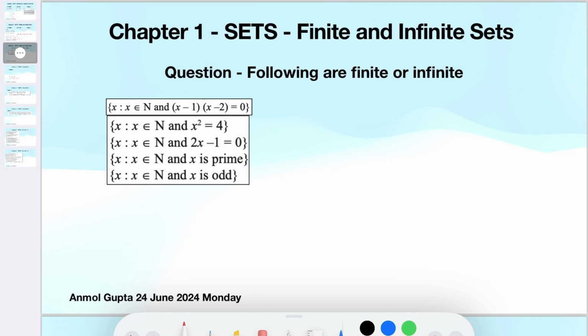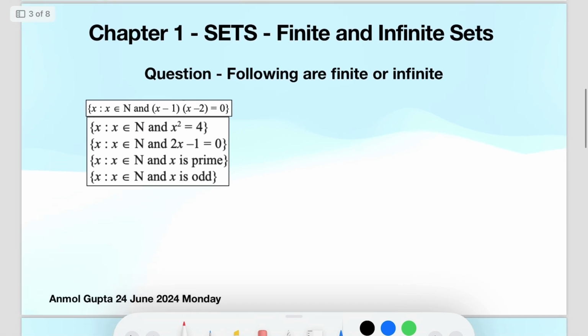Let us solve a question on finite and infinite sets. Which of the following are infinite or finite? X such that x belongs to natural numbers and (x minus 1)(x minus 2) equals 0. Obviously the solutions are x equal to 1 and x equal to 2. So in roster form we can write x is equal to 1, 2. It has two elements and it is finite.